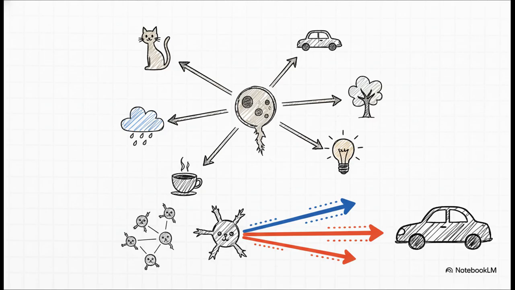And that leads to what researchers call the polysemantic neuron problem. A single AI neuron might light up for totally unrelated things, say a cat's face, the hood of a car, and a paragraph about philosophy.